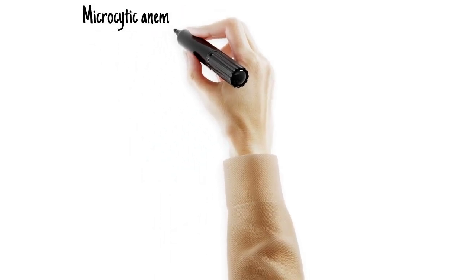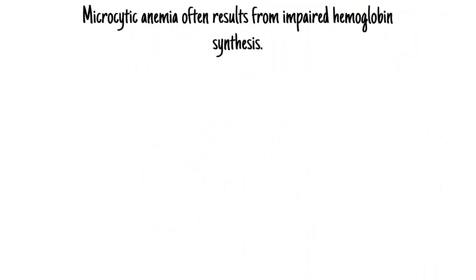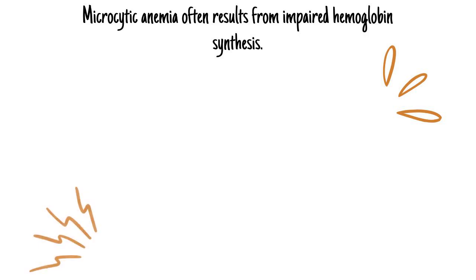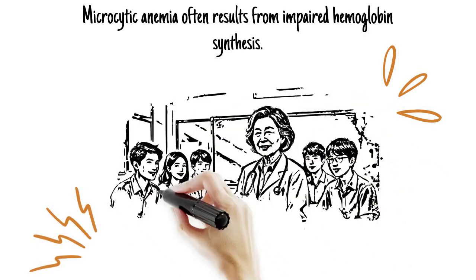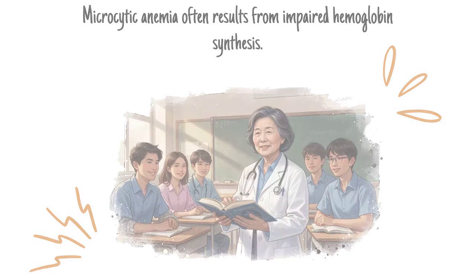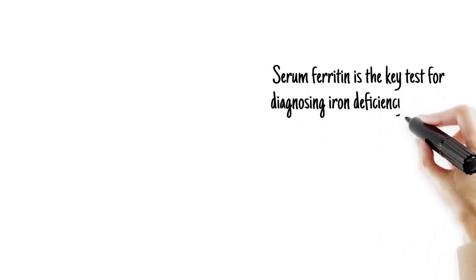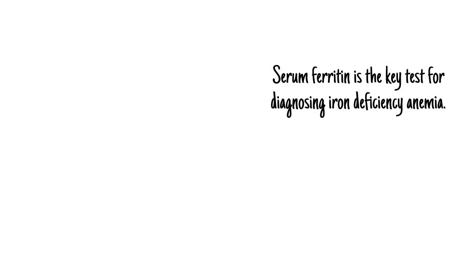In a microcytic picture, the dominant problem is impaired hemoglobin synthesis. Because hemoglobin is built from heme, which requires iron plus globin chains, anything that disrupts iron availability, heme synthesis, or globin production produces small red cells. The first test to order is serum ferritin, which is the storage form of iron and the single most useful surrogate for total body iron stores.